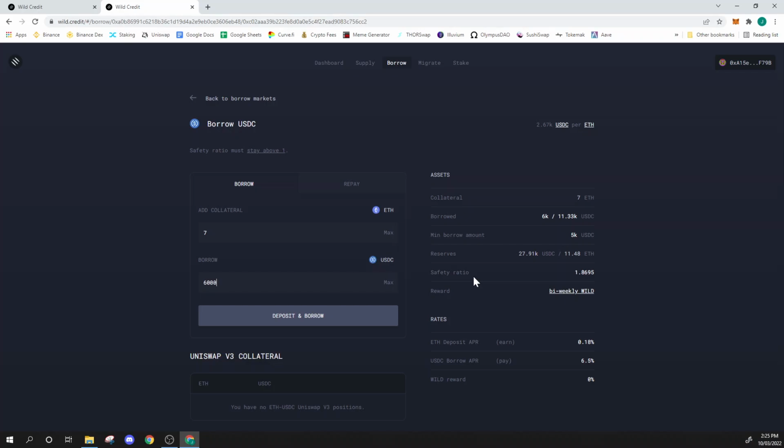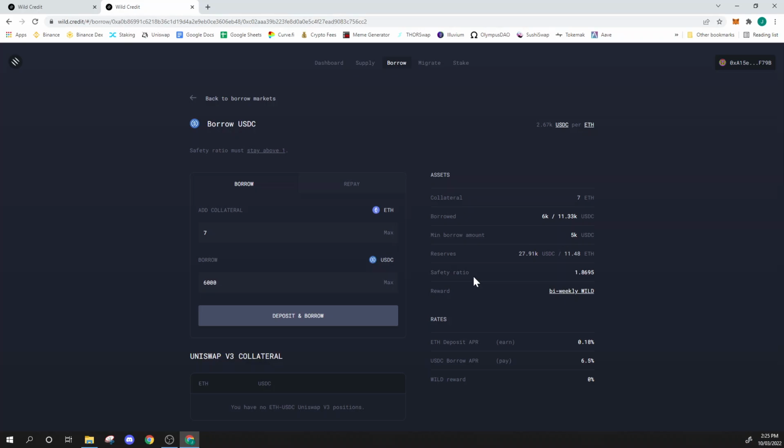Now that's similar to the Wild Credit platform, except to make it easier to understand that metric, a safety ratio essentially says, well, across the board, the platform sets currently a 60% loan to value ratio, and the safety ratio to use as your buffer or yardstick is essentially 1.